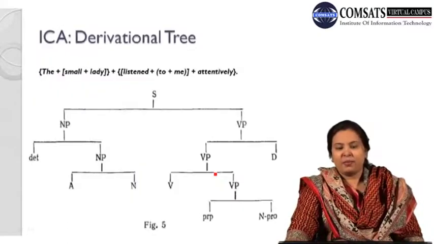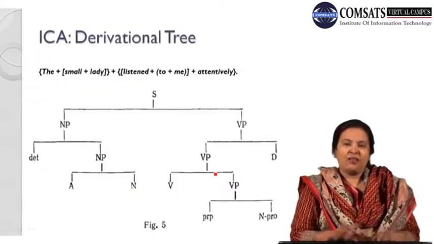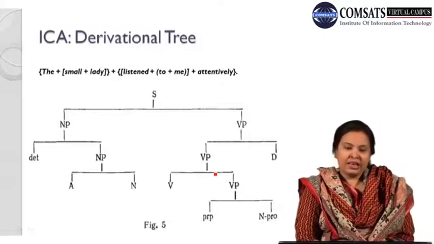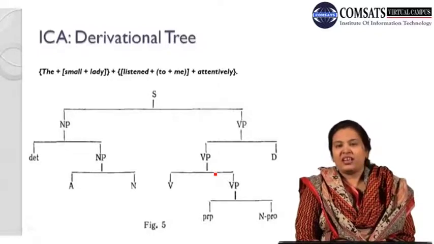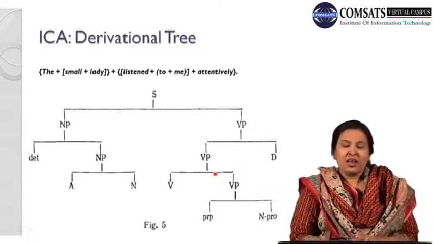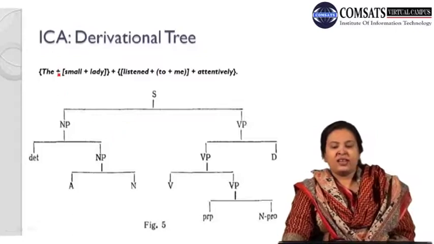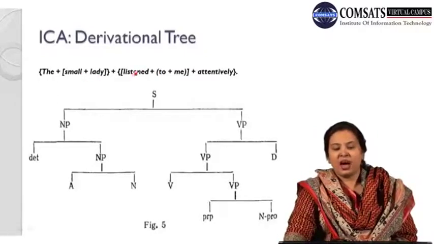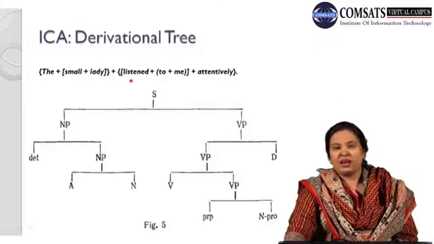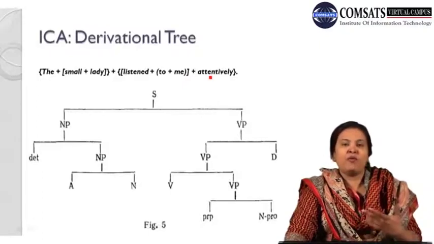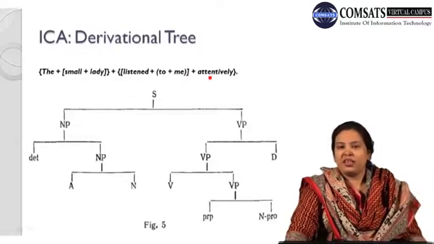Now look at another example. I have taken a big example over here. The small lady listened to me attentively. Now different parts are there. If I look at the individual parts, then I can say there is an article the, small adjective, lady noun, listened verb, to is accompanying listen, me object, once again a pronoun, attentively adverb of manner. So different parts are there.